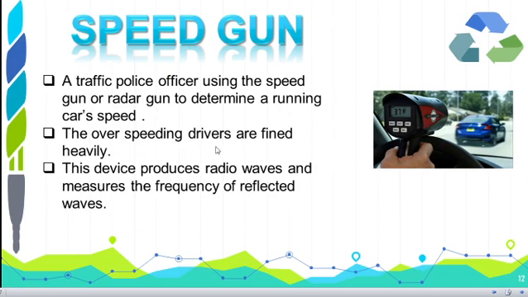The over-speeding drivers are fined heavily. So it is easier to find out which vehicles are moving at very high speed. They can easily find out using this device. This is called a speed gun. This device produces radio waves. It is very important. One more question will come: this device produces radio waves and measures the frequency of reflected waves. So the waves start, fall on the vehicles, are reflected, and reach the speed gun.